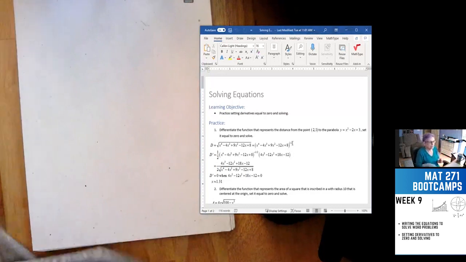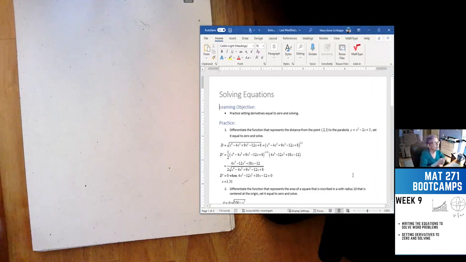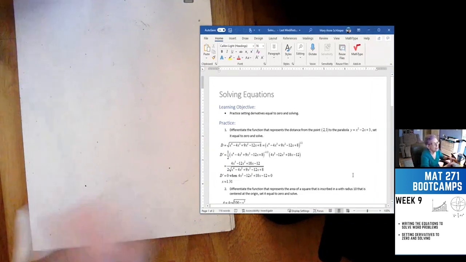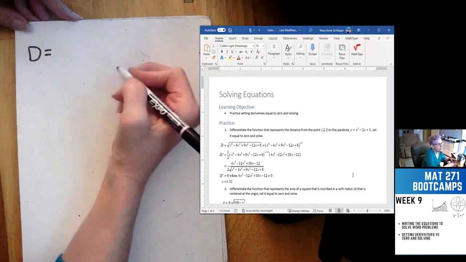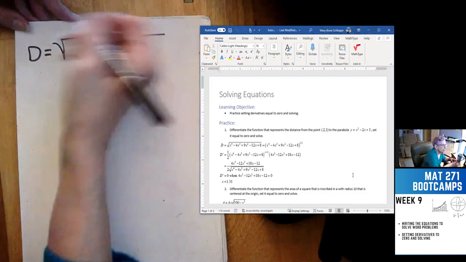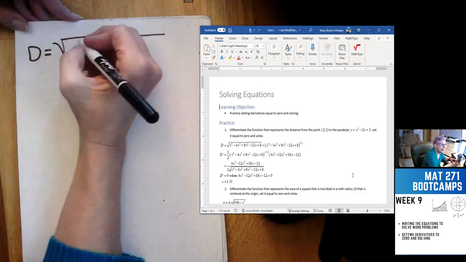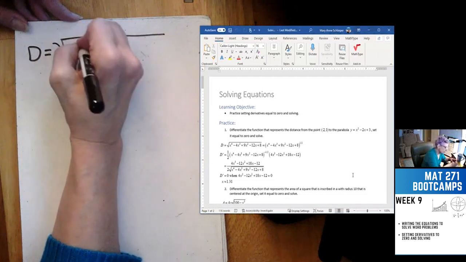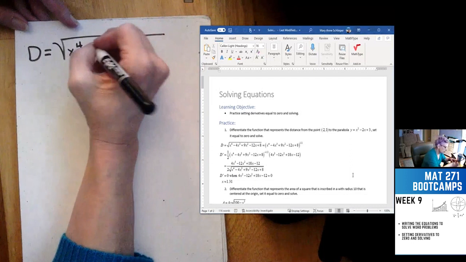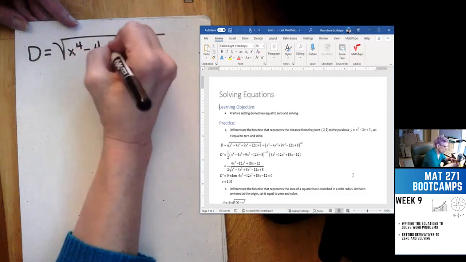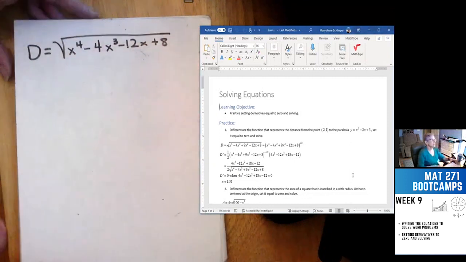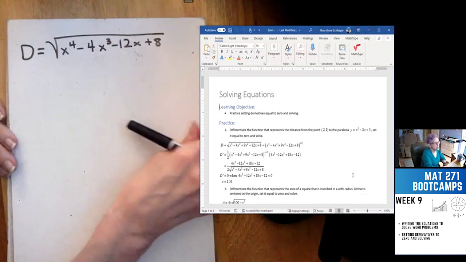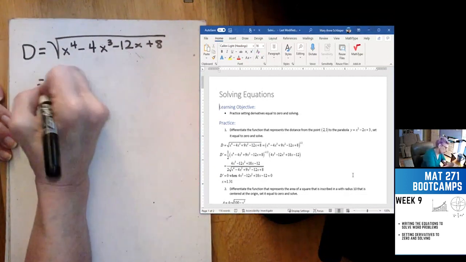So we're going to take that first distance formula that we worked with. And I had simplified it. So I'm going to write down the simplified version. I just did some algebra on it. I took what we had, squared and combined like terms. So we ended up with distance is equal to the square root of x to the 4th minus 4x cubed minus 12x plus 8. Then, of course, when you're going to differentiate, you rewrite it with a rational exponent.